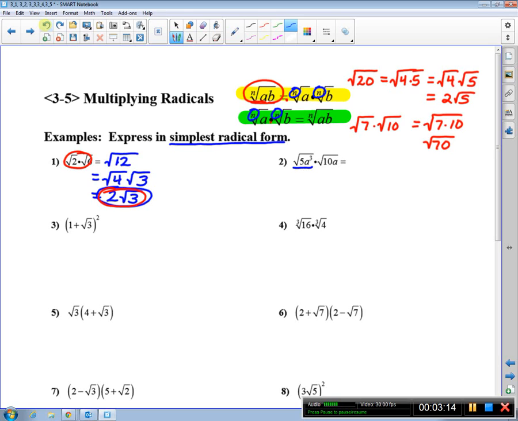Square root of 5a cubed times square root of 10a. Multiplying them together, we get the square root of 50a to the 4th power, because there's 3 here and there's 1 here. Well, that's definitely going to simplify. 50 is 25 times 2, and a to the 4th is that right there. Remember, we pull out perfect squares.